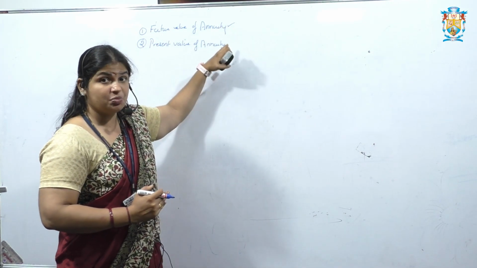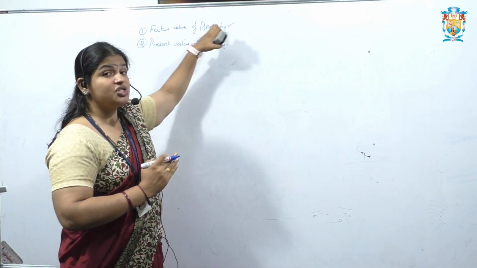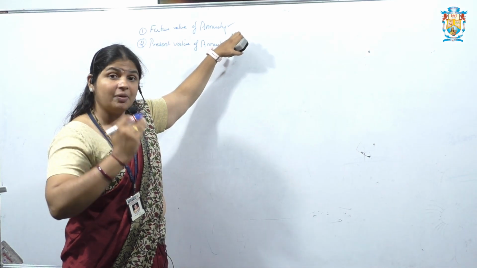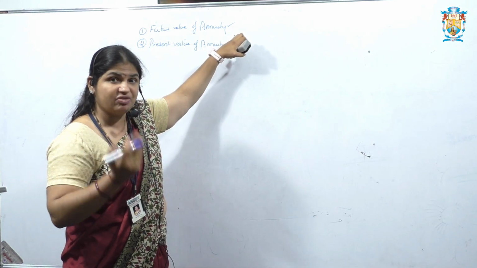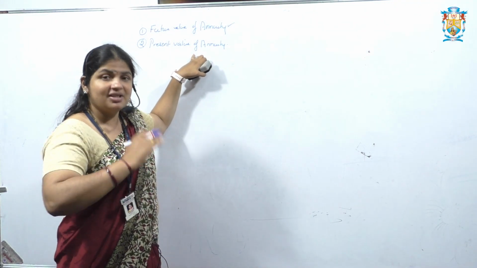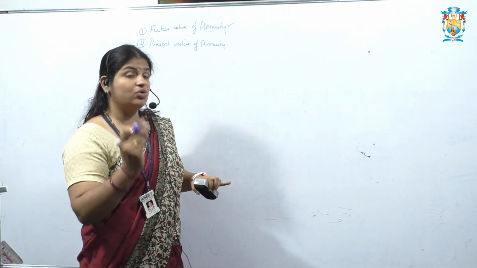These are the differences between future value of annuity and present value of annuity. In future value of annuity, I make the installment payments first, then I get a repayment as a lump sum amount after a specific period. But in present value of annuity, I get an amount first, then I make the repayment. So these are the two differences between present value and future value.